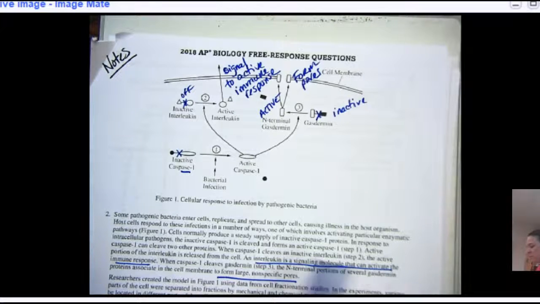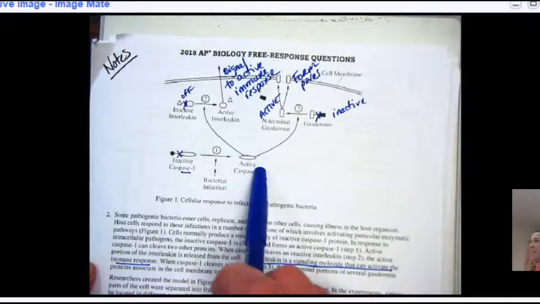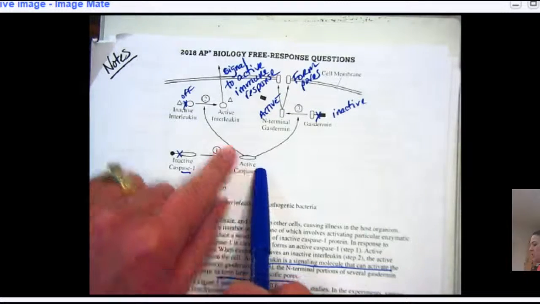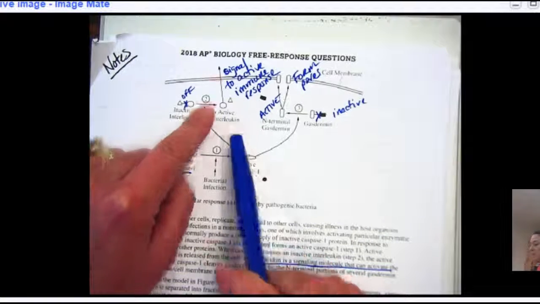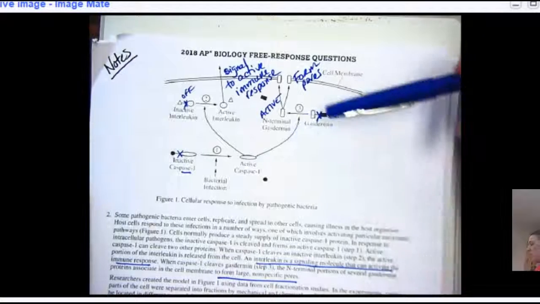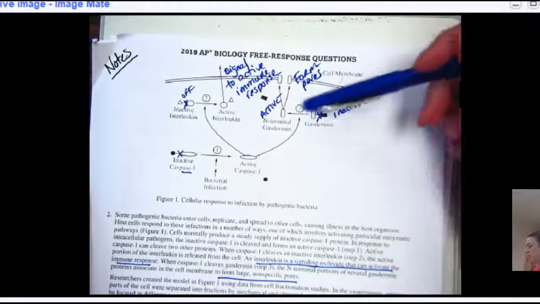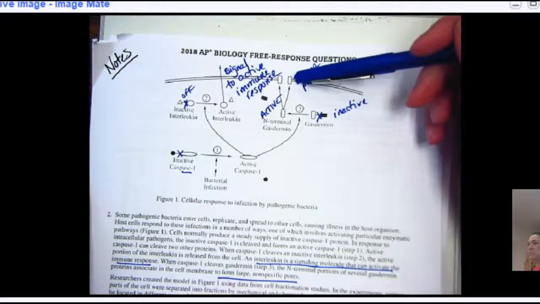So to recap, when the bacteria enter the cell, this activates an enzyme which will cause the active form of a signal molecule that will signal the rest of the immune system, but it will also create this active form of these proteins that will form holes in the cell membrane.